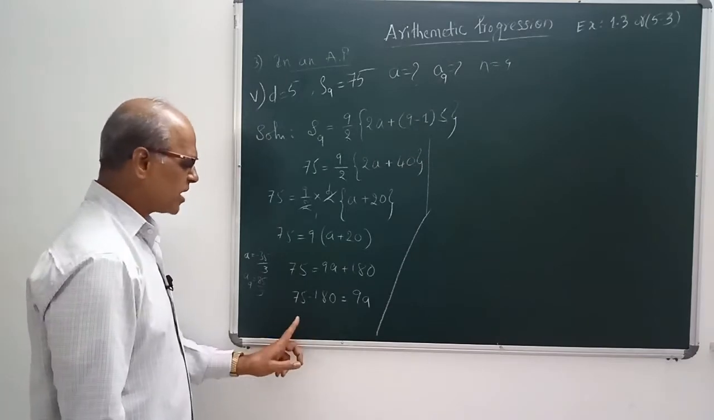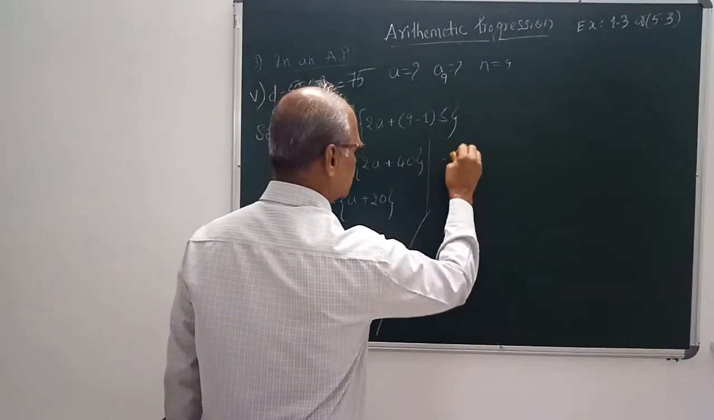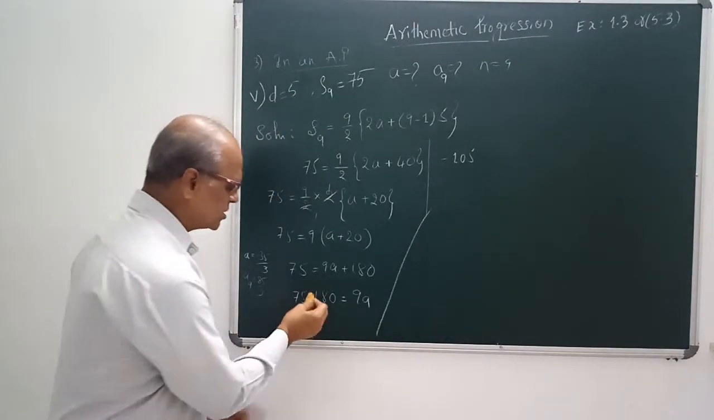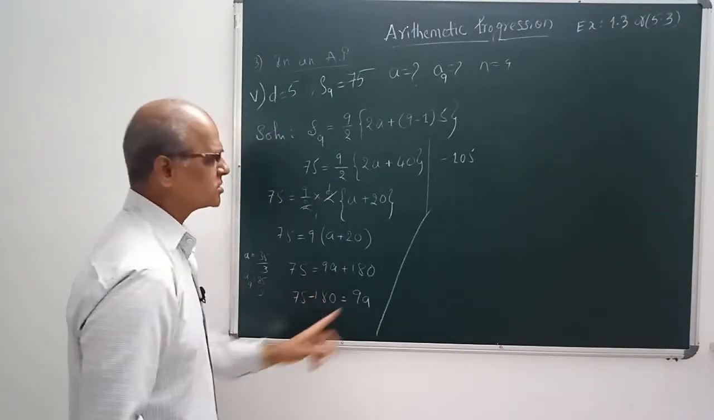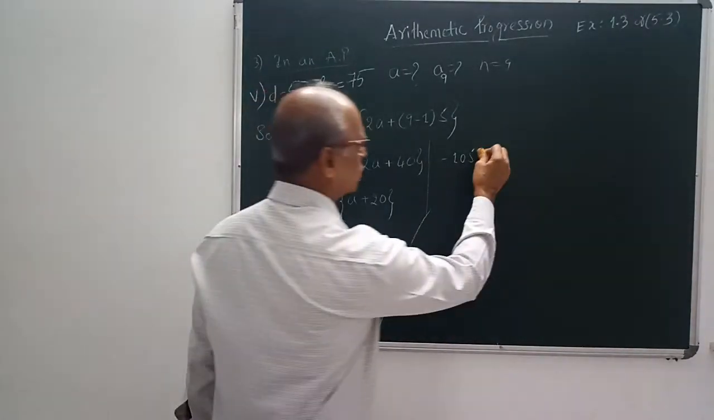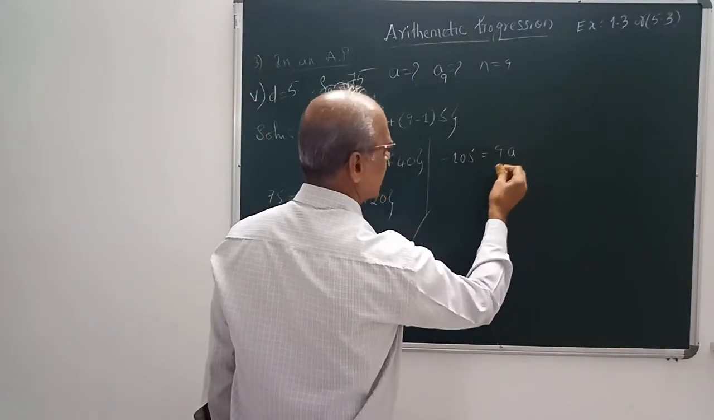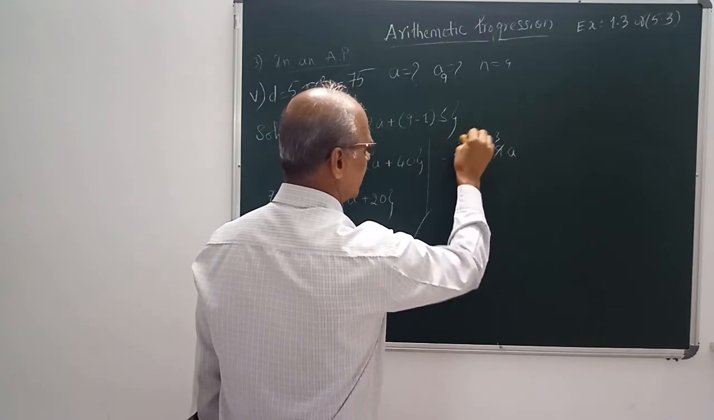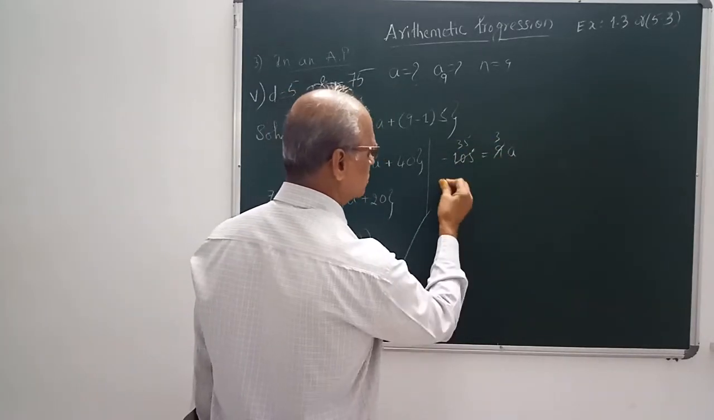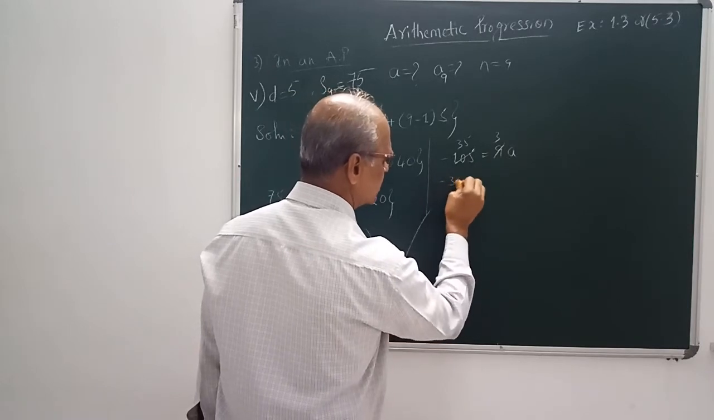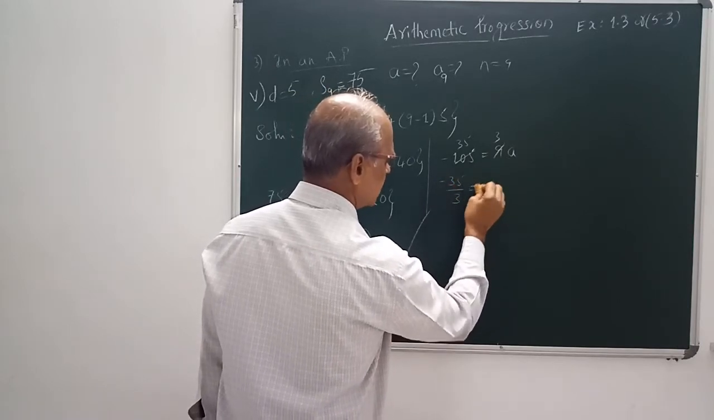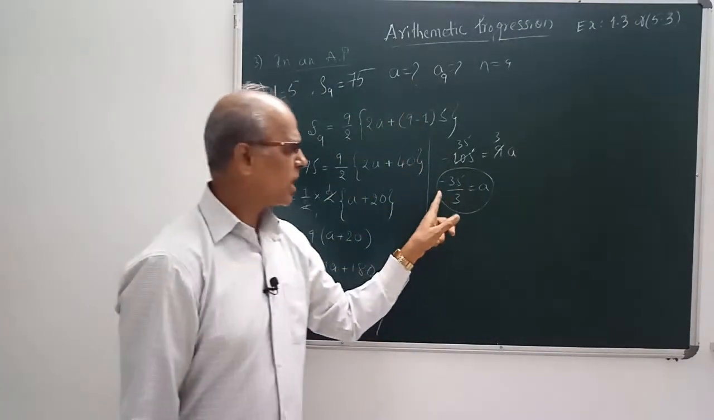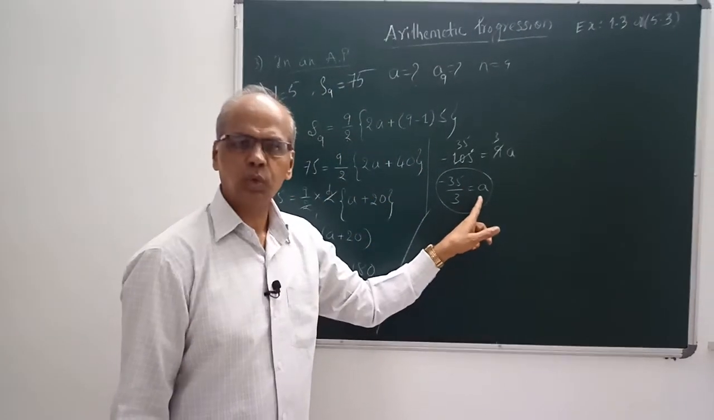Okay. So 180 minus 75, this is minus 105. 180 minus 75, because the minus sign is here, the greater number is having the minus sign, so minus 105 is equal to 9A. Cancellations here. 3 3s are 9, 3 5s are 15. That means no more cancellation. A is equal to minus 35 upon 3, is your A value.